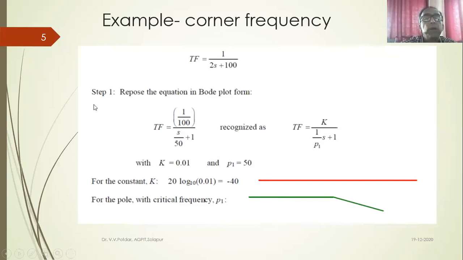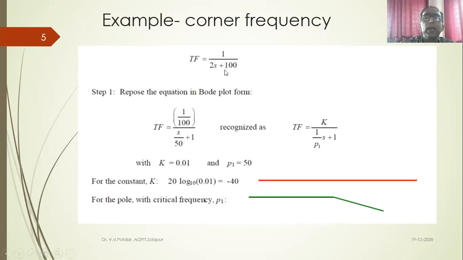So what is the first step? Repose the equation in Bode plot form. What is this Bode plot form? I should convert this s plus 100 into 1 plus s form. We call it the 1 plus tau s form, where tau corresponds to the time constant of the system. How to get the 1 plus tau s form? By dividing by the highest value in the numerator and denominator.